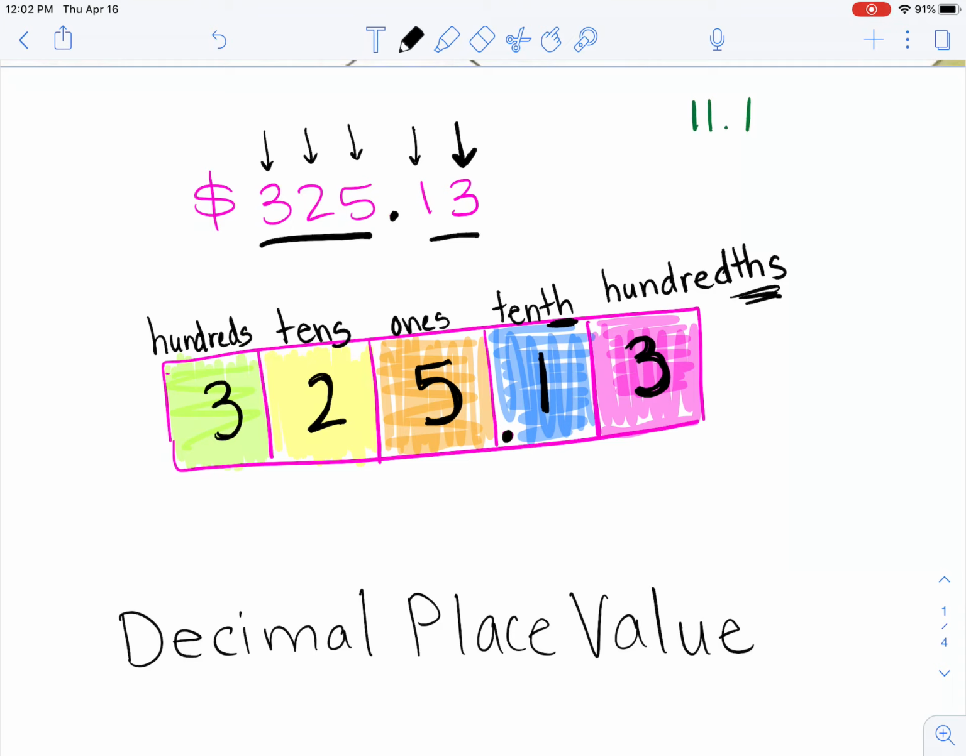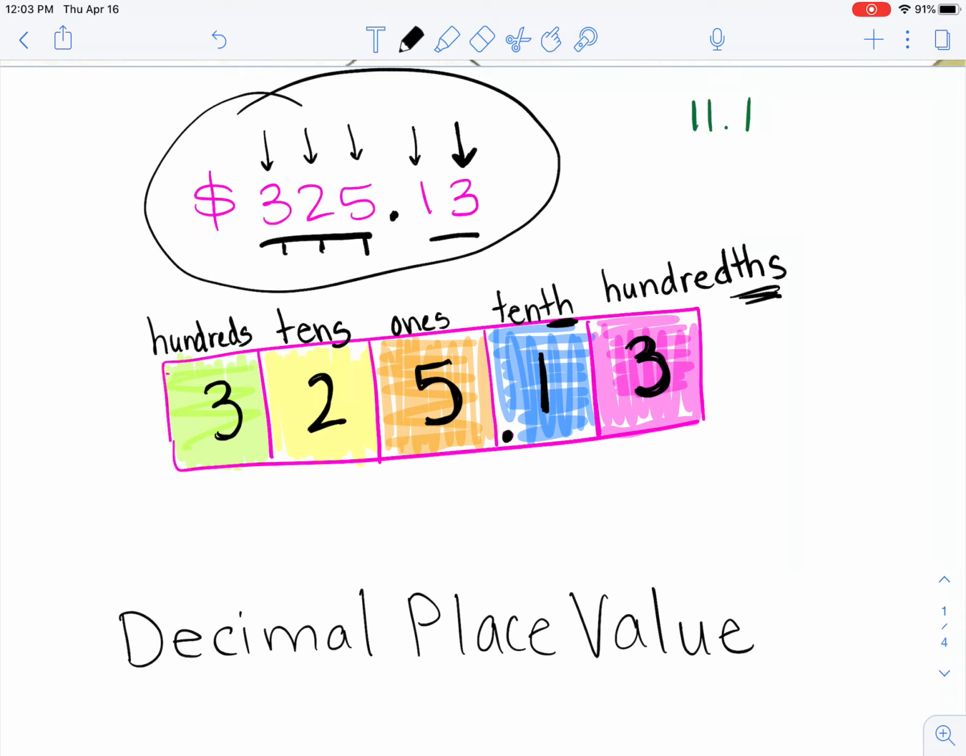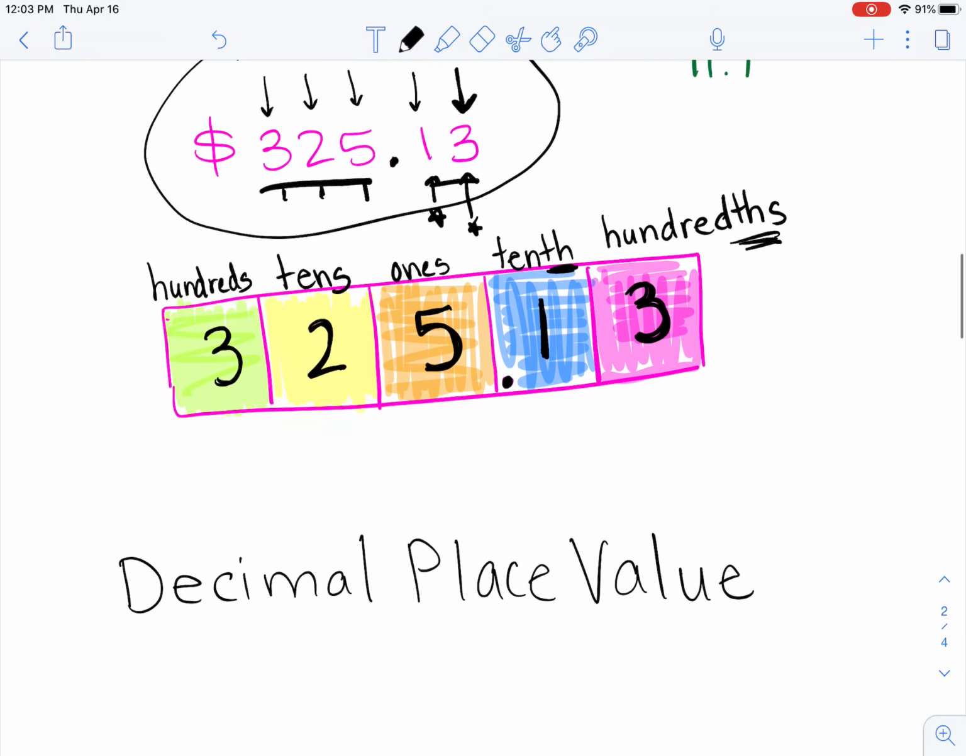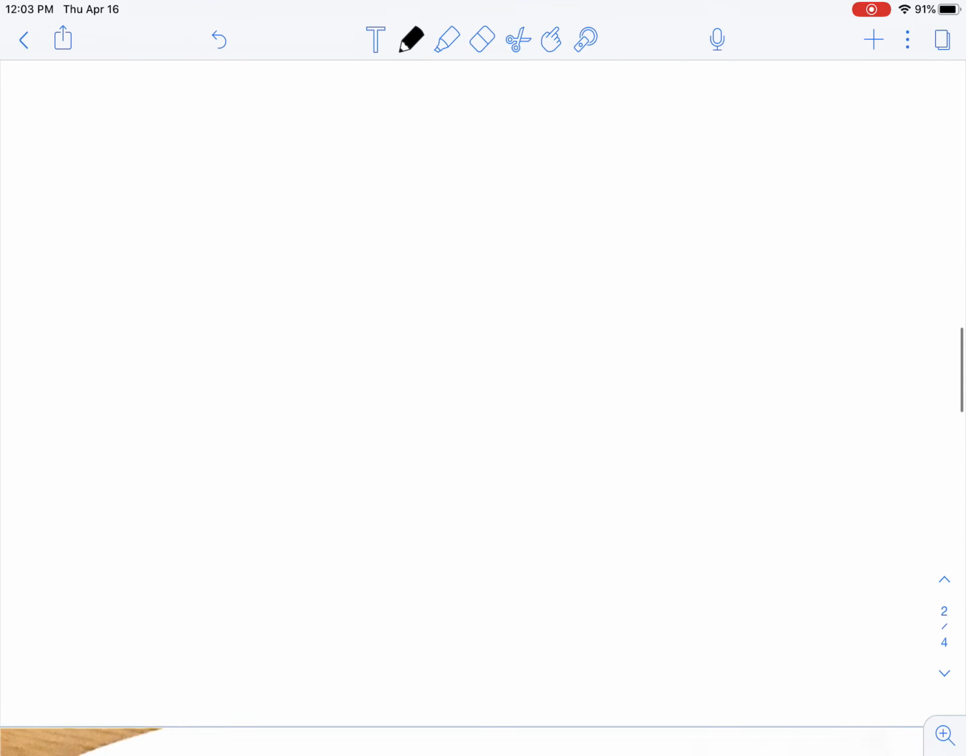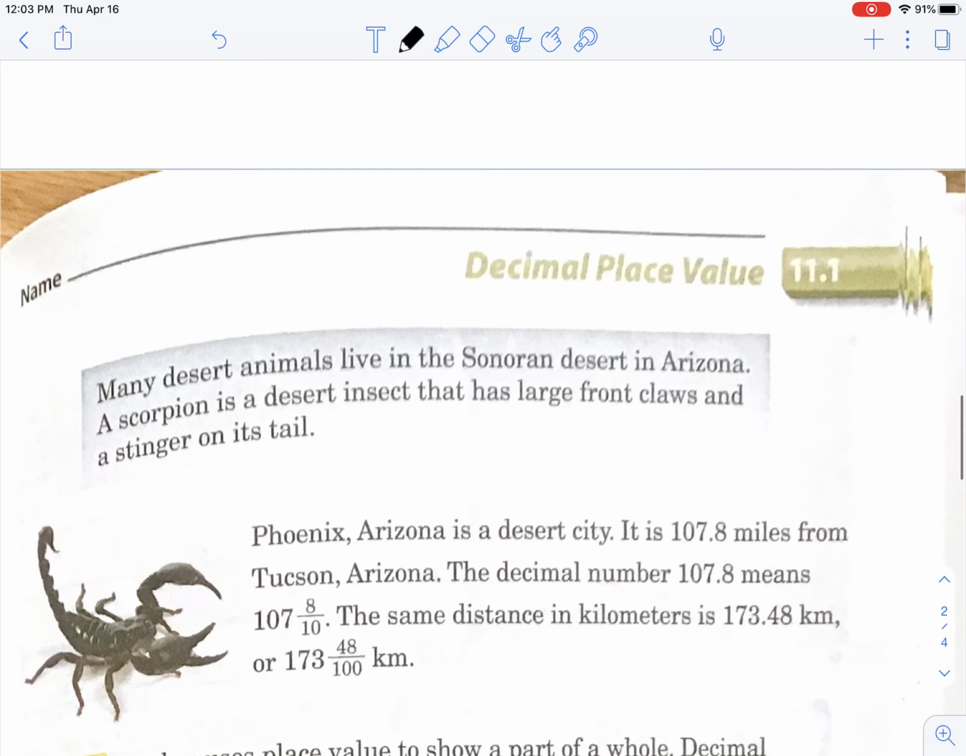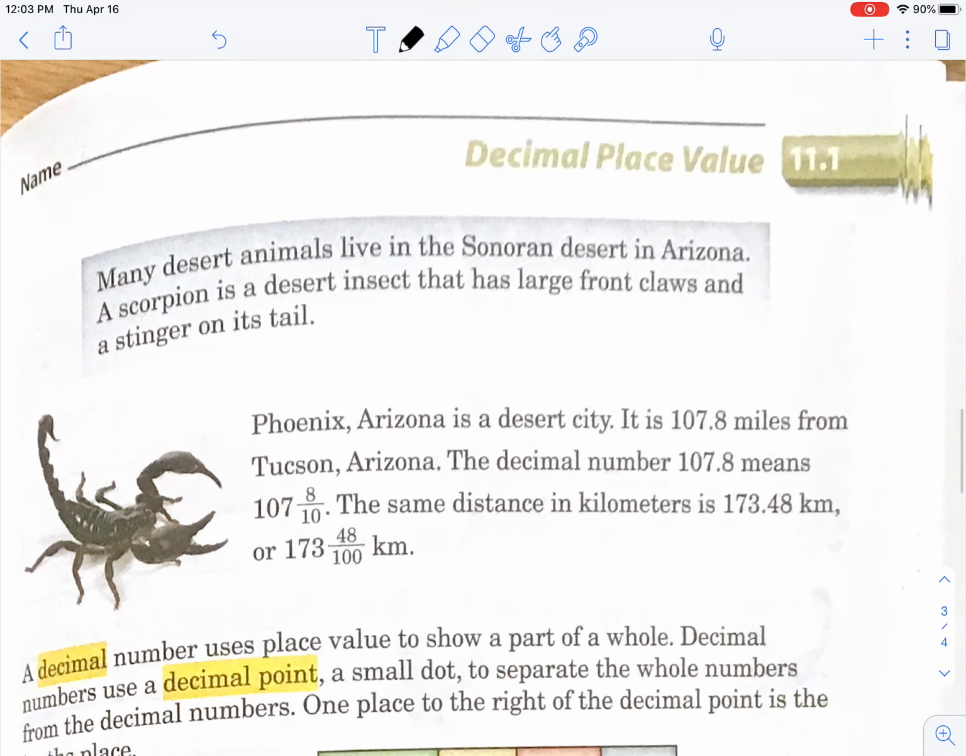So if you have ever done money like this at all, you're already doing ones, tens, hundreds, and you're doing tenths. This is the new one. You're doing tenths and hundredths. And the easy way to remember is just think about dimes and pennies, and you will get it. So decimal place value works just like that. And we're only going to the pennies, so we're only going to the hundredths.